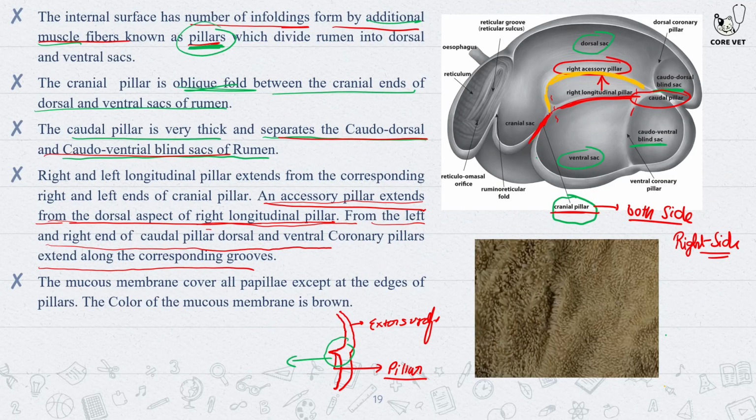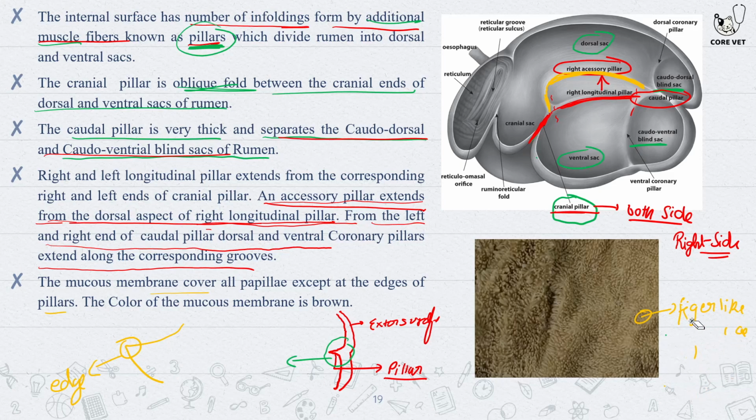And what were the pillars? They were enfoldings with an addition of the muscle fiber. The mucous membrane covers the papillae except at the edges of the pillar. Means this is the enfolding, this is the edge. Because on the internal surface of the rumen there were several finger-like papillae, which also give a Turkish towel-like appearance.